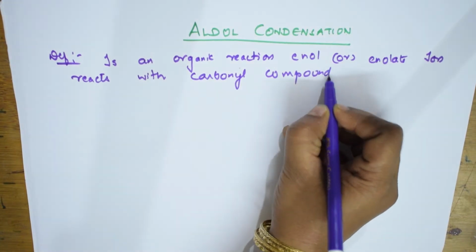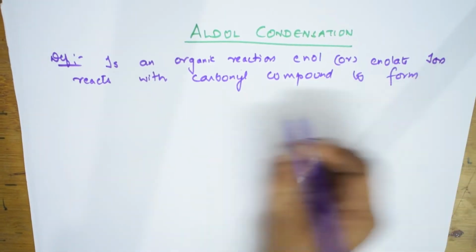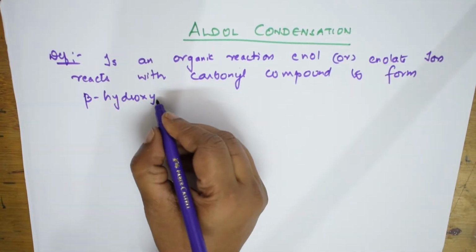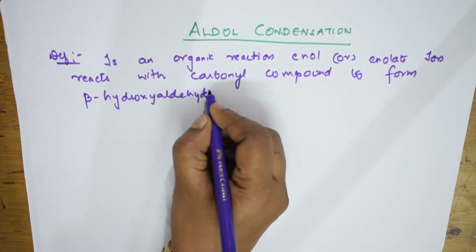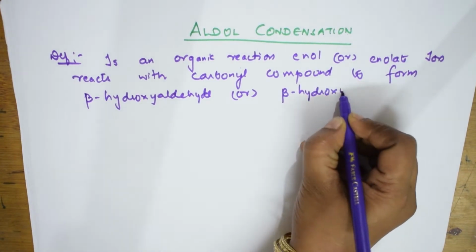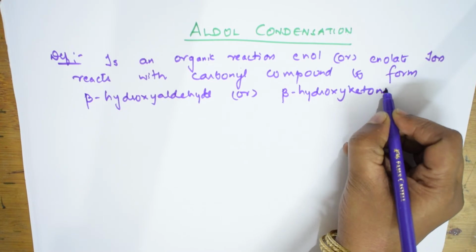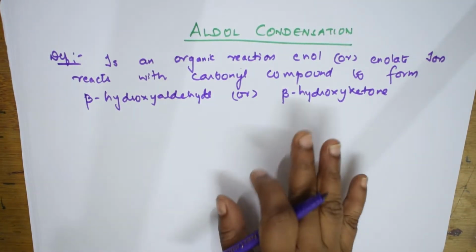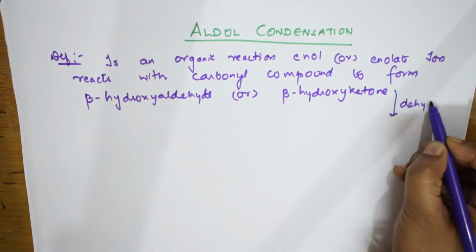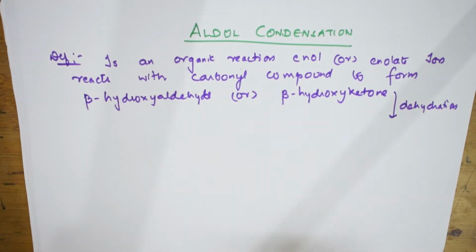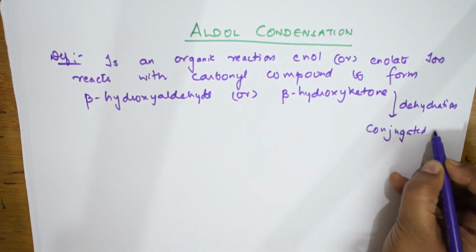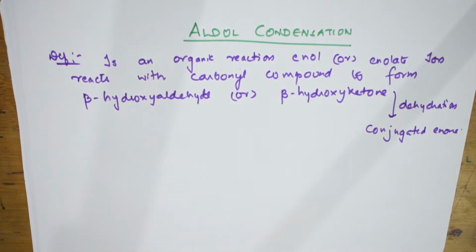After reacting, what does it form? It forms a compound called beta hydroxy aldehyde or beta hydroxy ketone. Okay, now after this is formed, what is the next step? It is followed by a process called dehydration. Once this dehydration is over, when water is removed, it gives a compound called conjugated enone. Okay, there are a lot of terms here, isn't it?